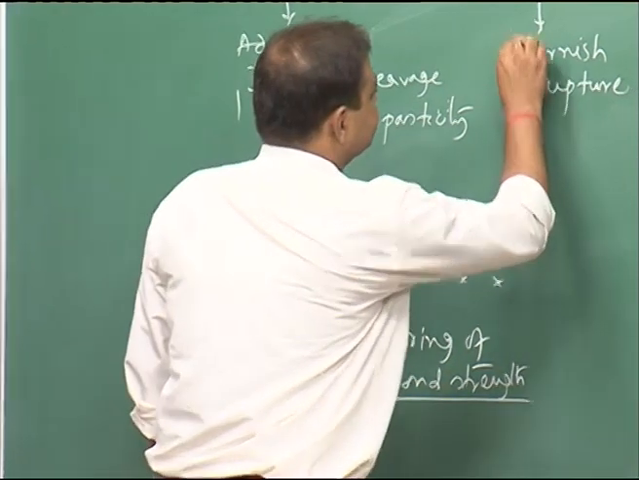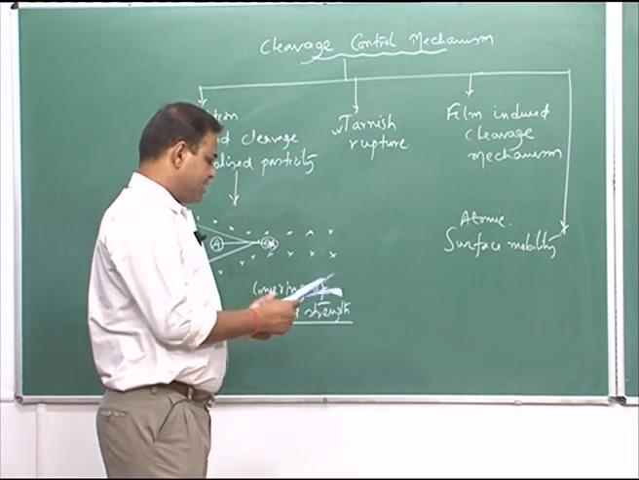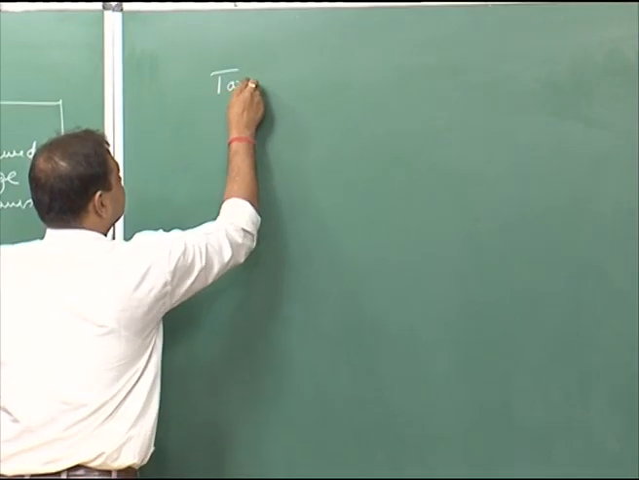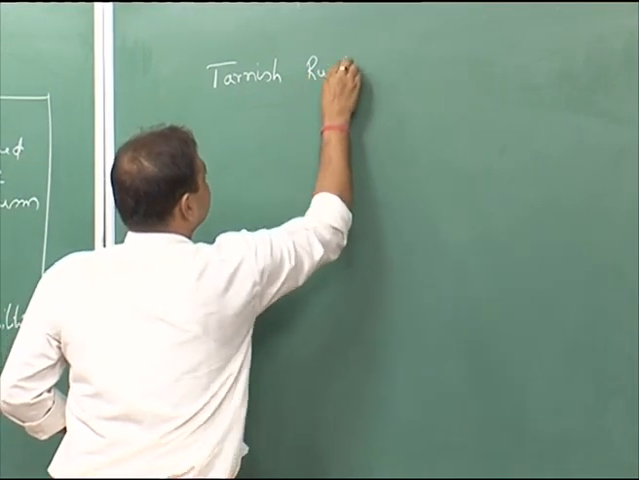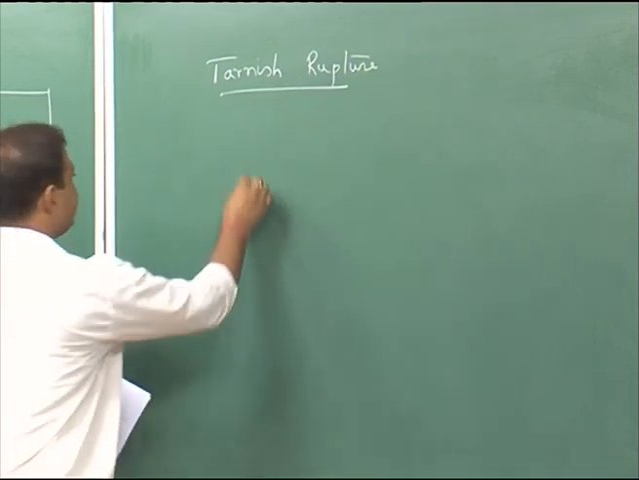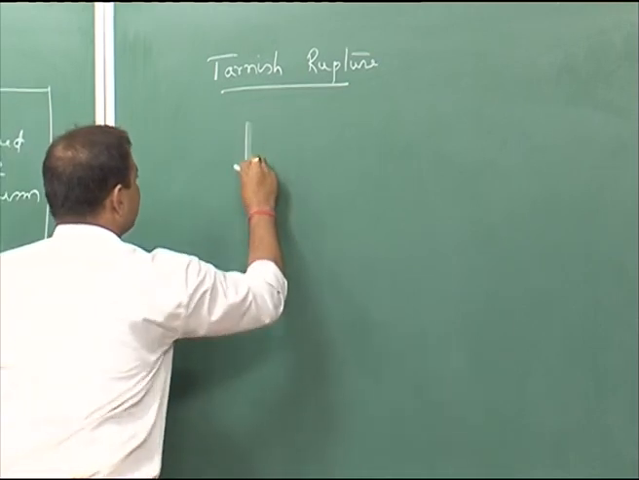In case of the tarnish rupture mechanism, let us see the tarnish rupture mechanism. Let us say we have a passive film, like this.